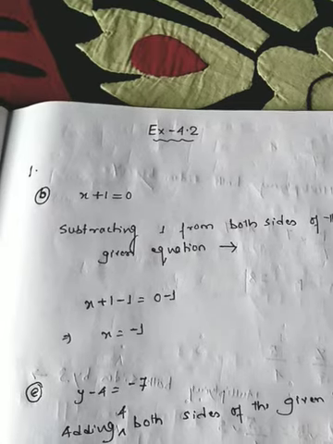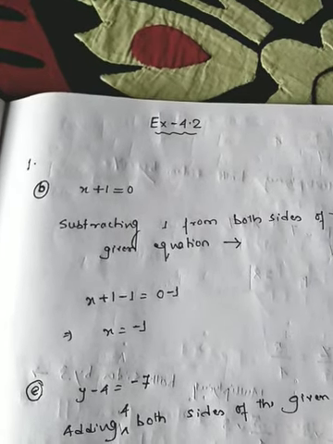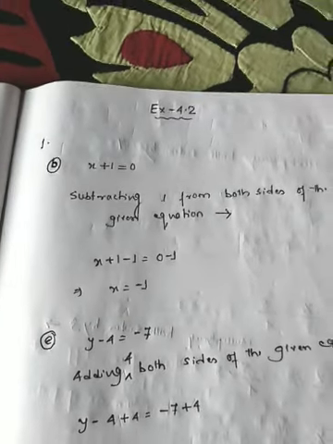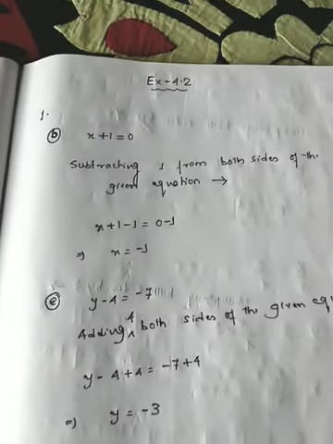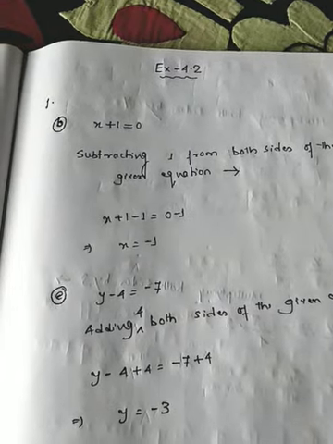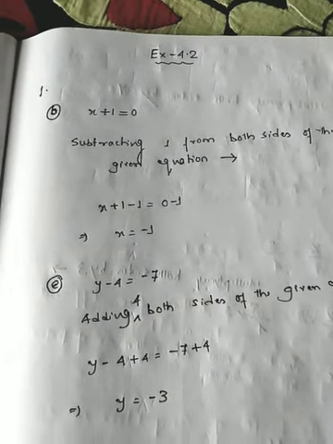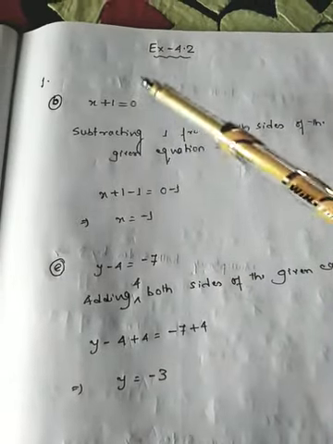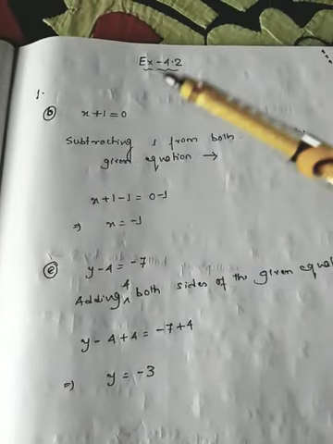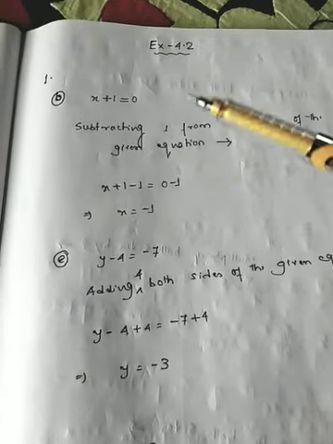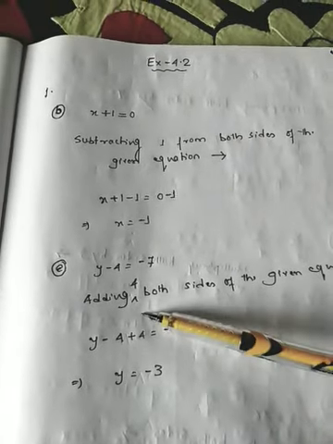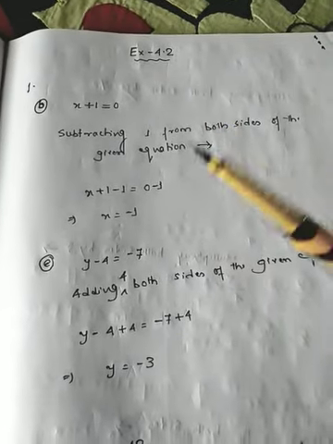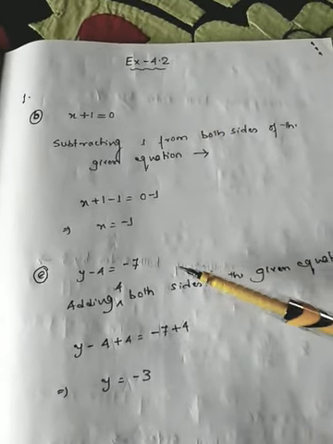Today we'll start exercise 4.2. In this exercise we'll learn how to solve very simple equations. In this session we'll learn how to do questions number 1, 2 and 3. In question number 1 there are 8 questions, but I've only performed 2 questions. I believe that on the basis of whatever I'm explaining you would be able to do all the questions of question number 1.